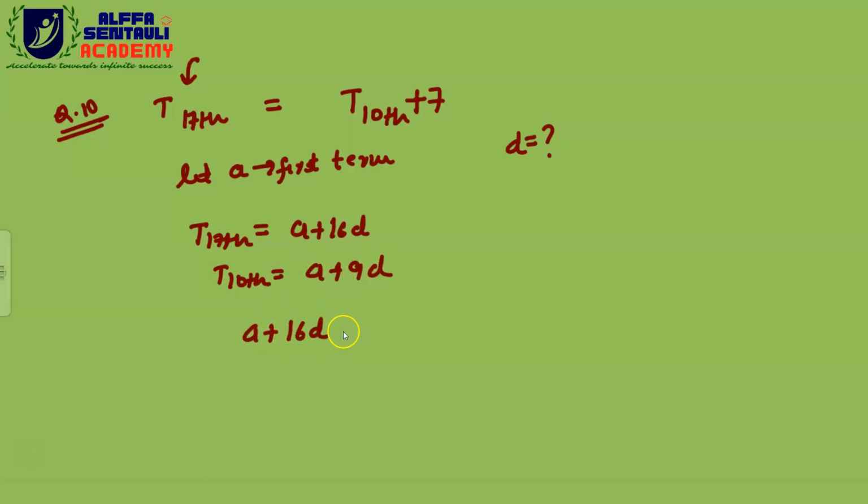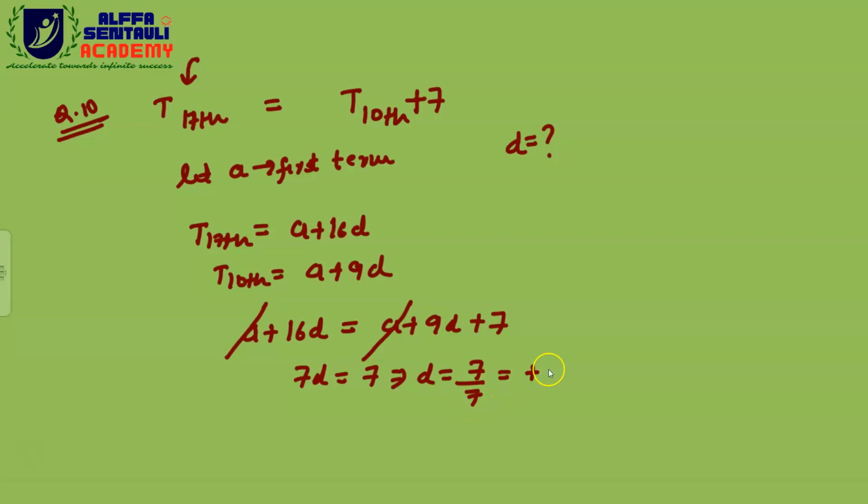So beta, according to this equation, a plus 16d is equal to a plus 9d plus 7. a and a will cancel. Subtract 9d from 16d, how much will it be? Subtract, 16 minus 9, how much will it be, beta? Are you sure it is 8 or 7? It will be 7, beta. 7d is equal to 7, so d will be 7 by 7, which is 1. So your common difference will be plus 1.